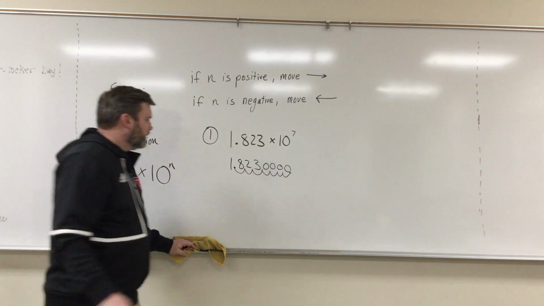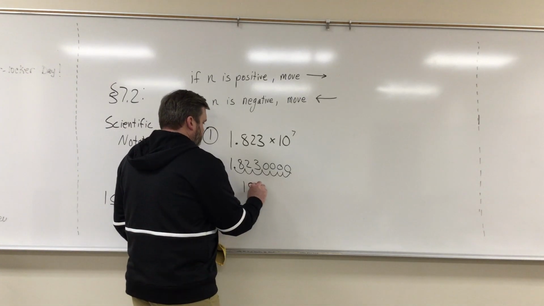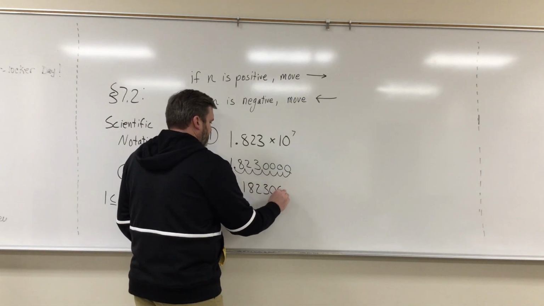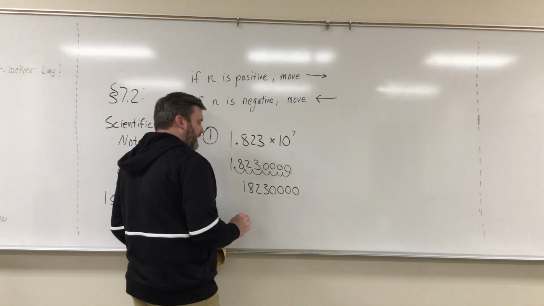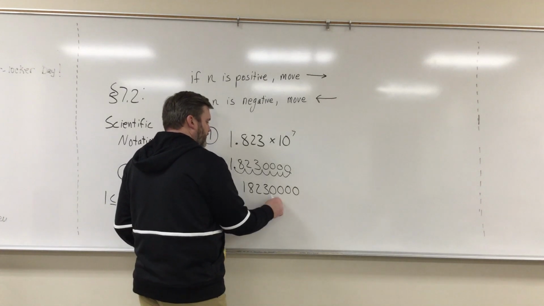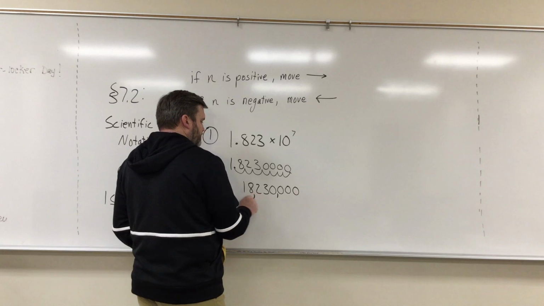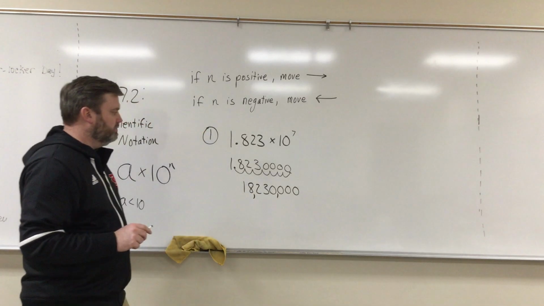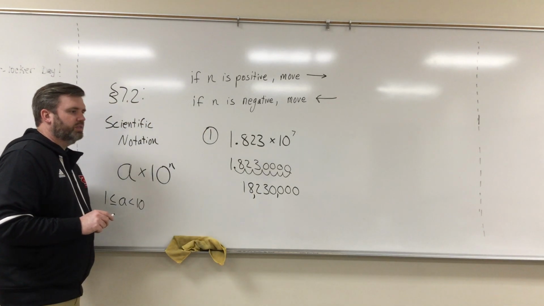Don't do that. So rewrite it without all the busyness. And then go back and add commas. So we end up with 18,230,000.